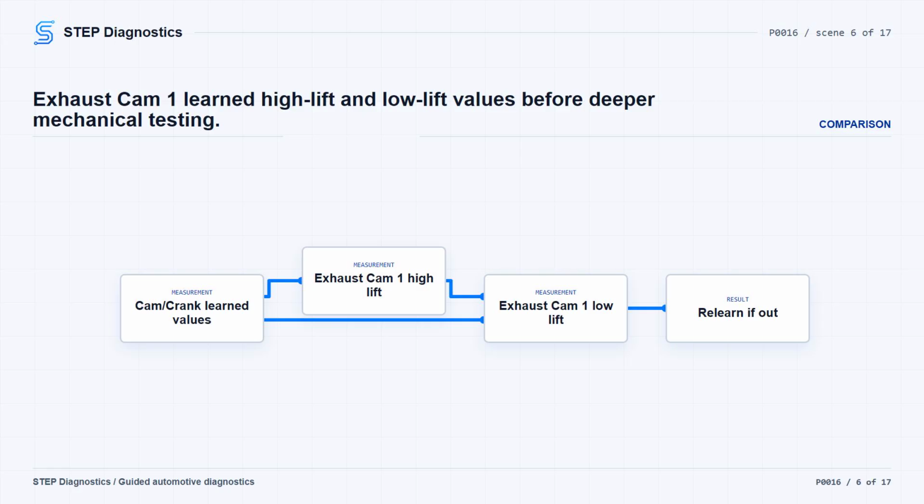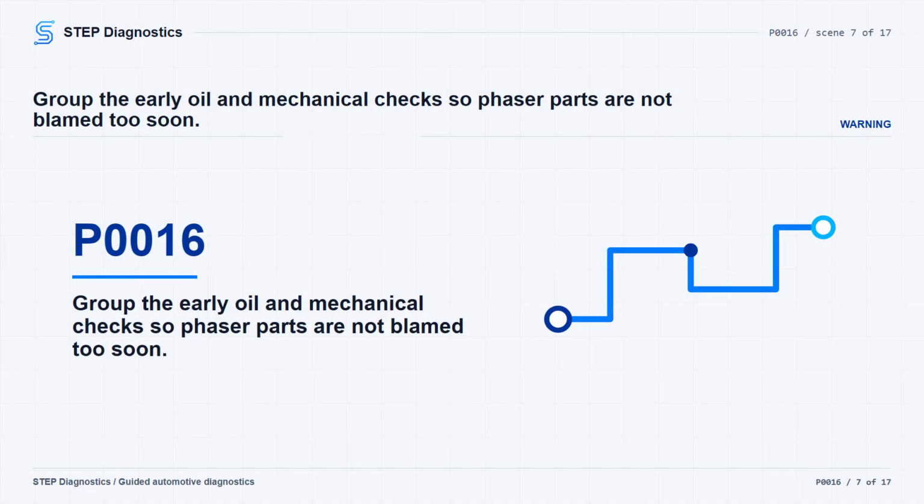Before you start condemning facer parts, check the oil and engine mechanical side. Look for mechanical tolerances out of specification, oil pressure out of specification, low oil level, the wrong oil filter, dirty or deteriorated oil, contamination, wrong viscosity, or aerated oil. This check matters because skipping it can lead you into a misdiagnosis. If you find an oiling or mechanical condition, repair that condition before continuing.